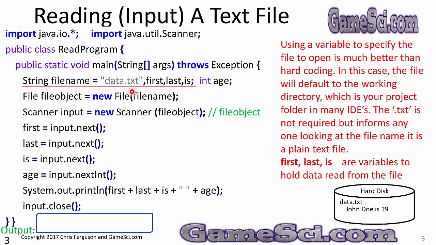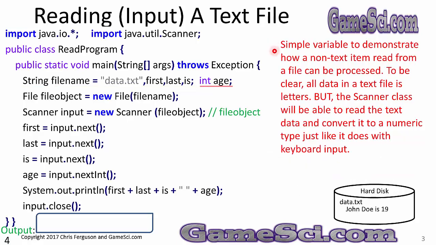String fileName equals data.txt. Then I'll declare some other variables. First, last, is. Using a variable to specify the file to open is much better than hard coding. In this case, the file will default to the working directory, which is your project folder in many IDEs. The .txt is not a requirement, but informs anyone looking at the file it is a plain text file. The first, last, and is are variables to hold data read from the file.